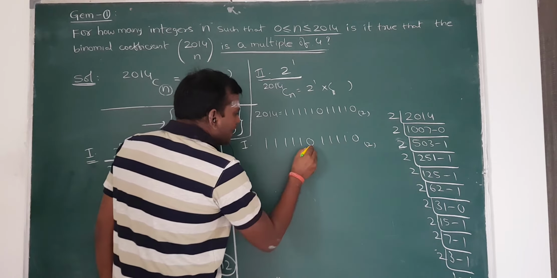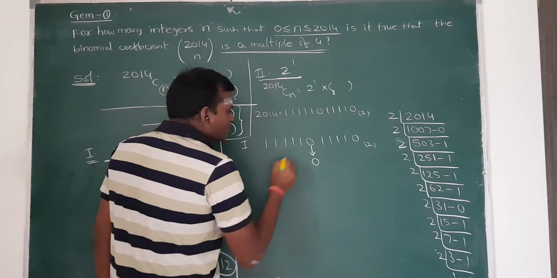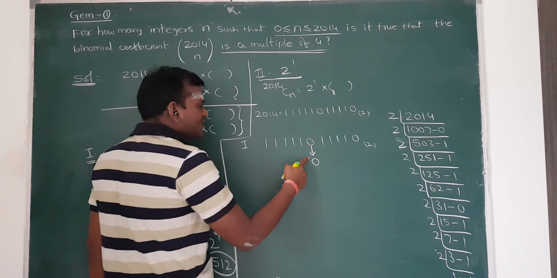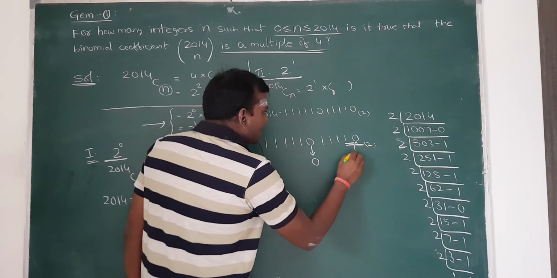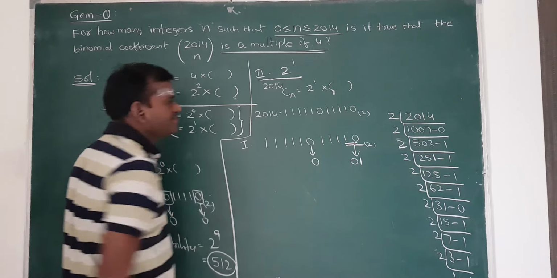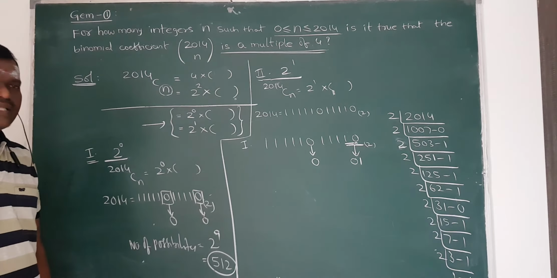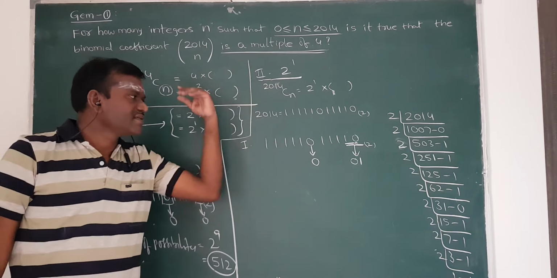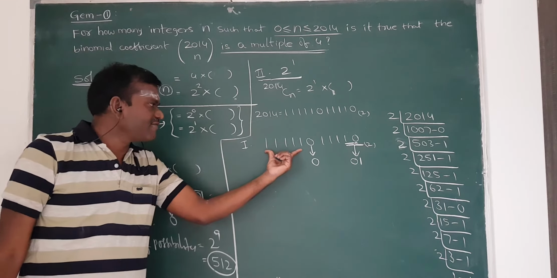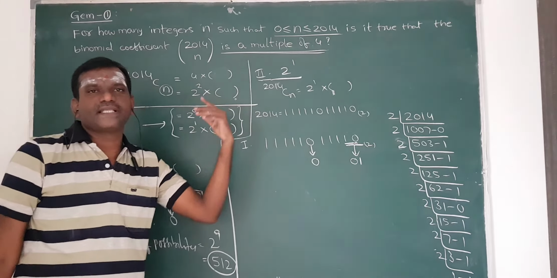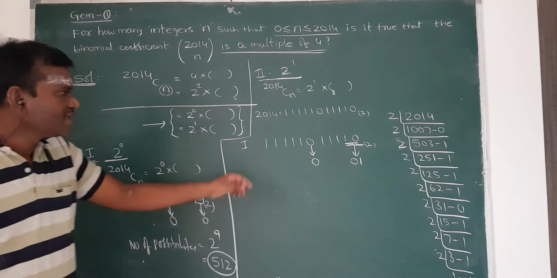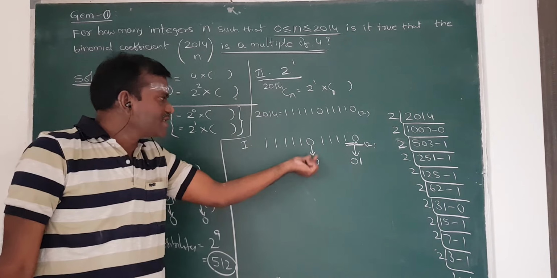So I will keep this 0 as usual. I don't want to change this 0. But in the last two digits, 10, if I write 01, then I will get the remaining 8 positions. These are 5 ones and these are 3 ones. So in the remaining 8 positions we may keep either 0 or 1. So in all cases are possible.